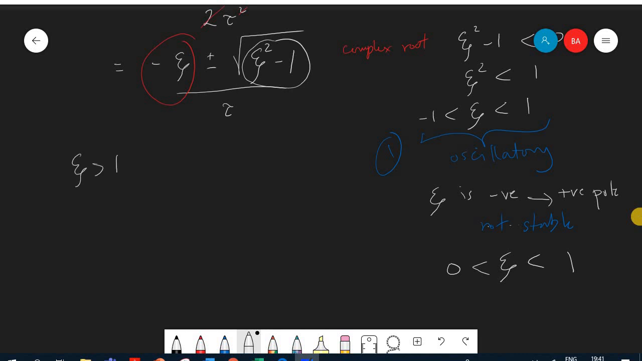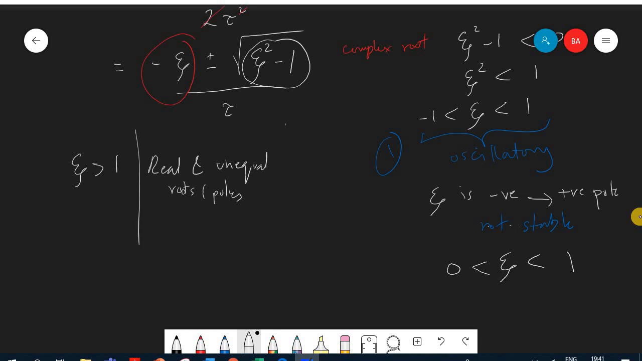If xi is greater than 1, I will have a real root which is negative, that means it's stable. And both of them are unequal roots, because it's going to be plus a term and then minus a term, right? So it will be two unequal roots. So I will have real and unequal roots, and we call these roots poles.